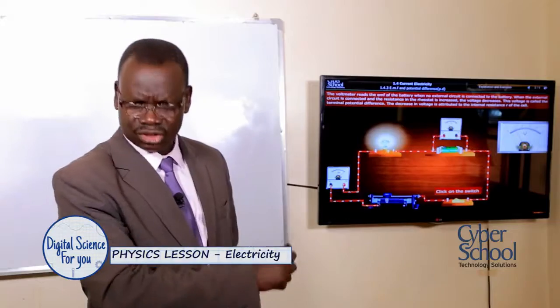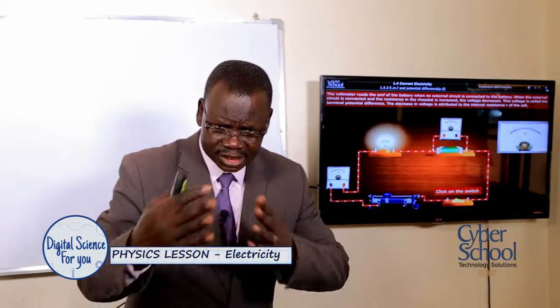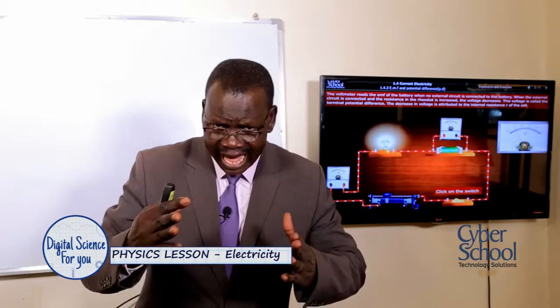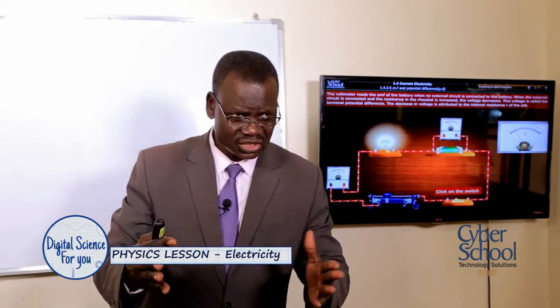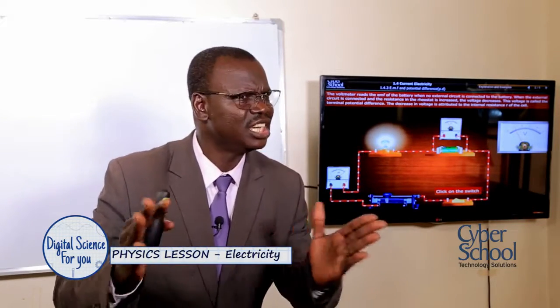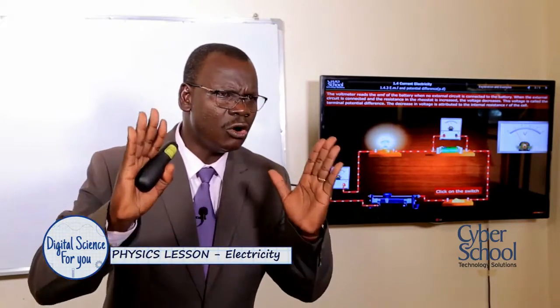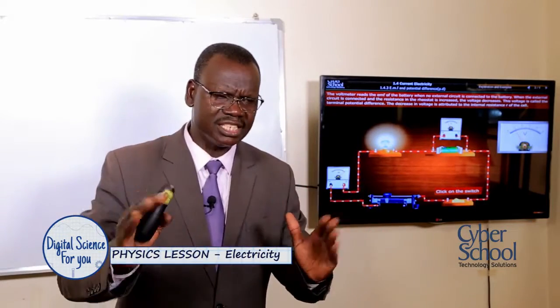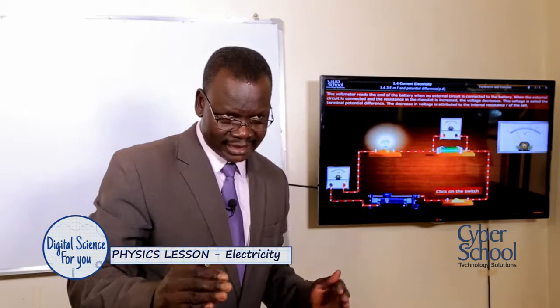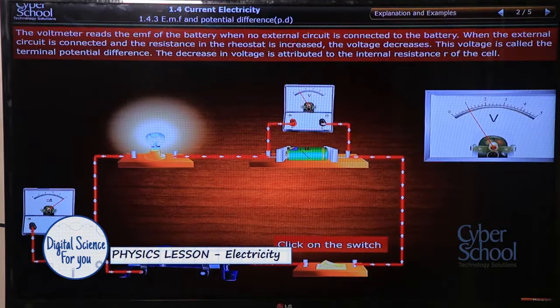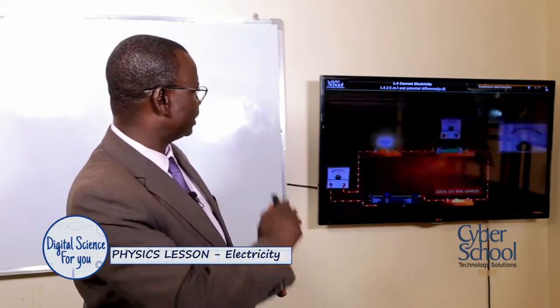So our next illustration in digital science is to have a small experiment to see how the internal resistance works. When I say internal resistance, simply understand that it is opposition to flow of current from one terminal to another within the battery. Are we together there? Yes. Now, let us look at this in the next illustration.